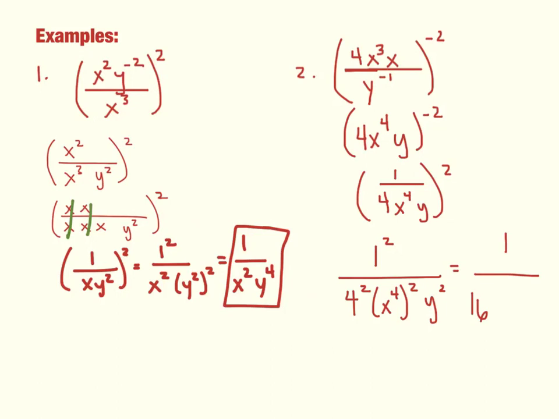X to the 4th squared is how many x's? That'd be x to the 4th times x to the 4th, which is x to the 8th. You get that just from doing 4 times 2. And then y squared is just y squared. Alright, and that'll wrap it up for properties of exponents.